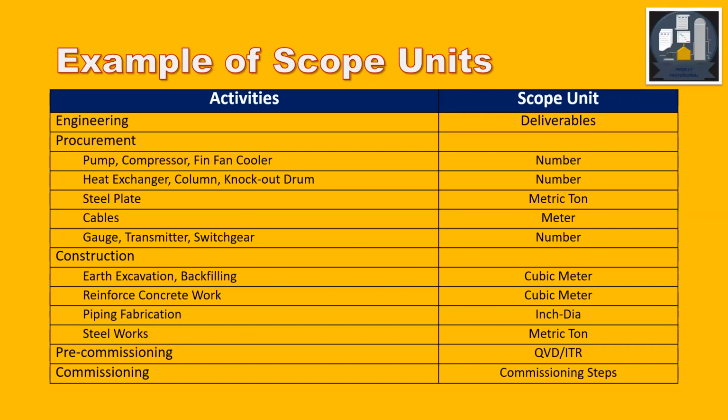In pre-commissioning, this is done on a system and subsystem basis, and the scope unit is QVD or ITR. QVD is quality verifying document, whereas ITR is the inspection test record. It is either called QVD or ITR. Then the commissioning steps.